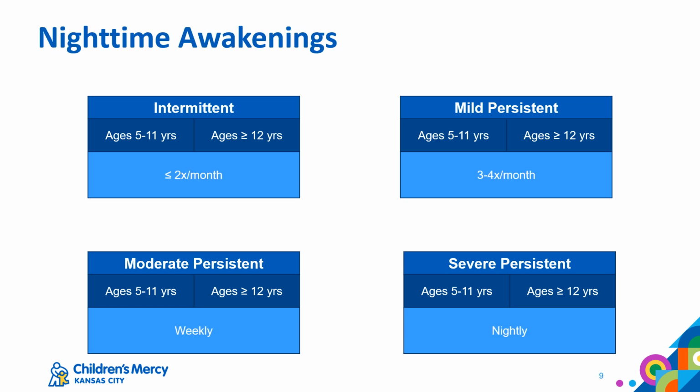The next component we're going to talk about is nighttime awakenings due to symptoms. This component for the most part follows similar rules with regards to intermittent versus mild persistent asthma, but instead of 2 times a week, the threshold is 2 times a month. If a patient is being woken up by symptoms more than twice a month, their asthma can be classified as mild persistent. From there, the classification of moderate persistent and severe persistent is straightforward. If the patient is having weekly nighttime awakenings, their asthma can be classified as moderate persistent, while if they are waking up nightly with symptoms, their asthma would be classified as severe persistent.